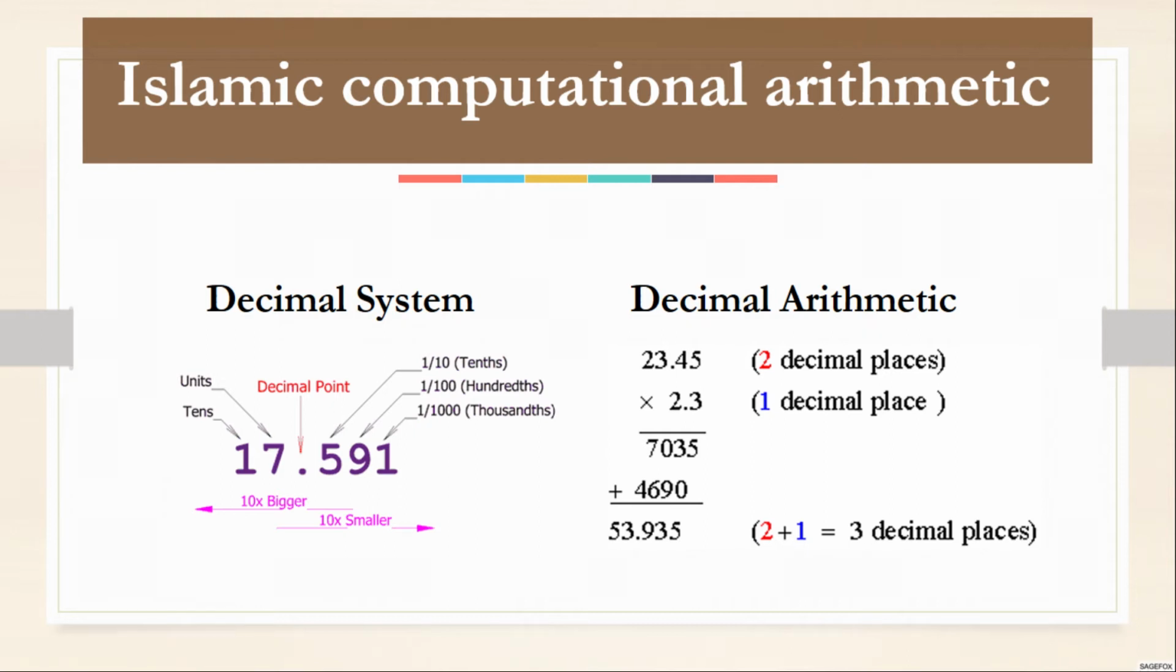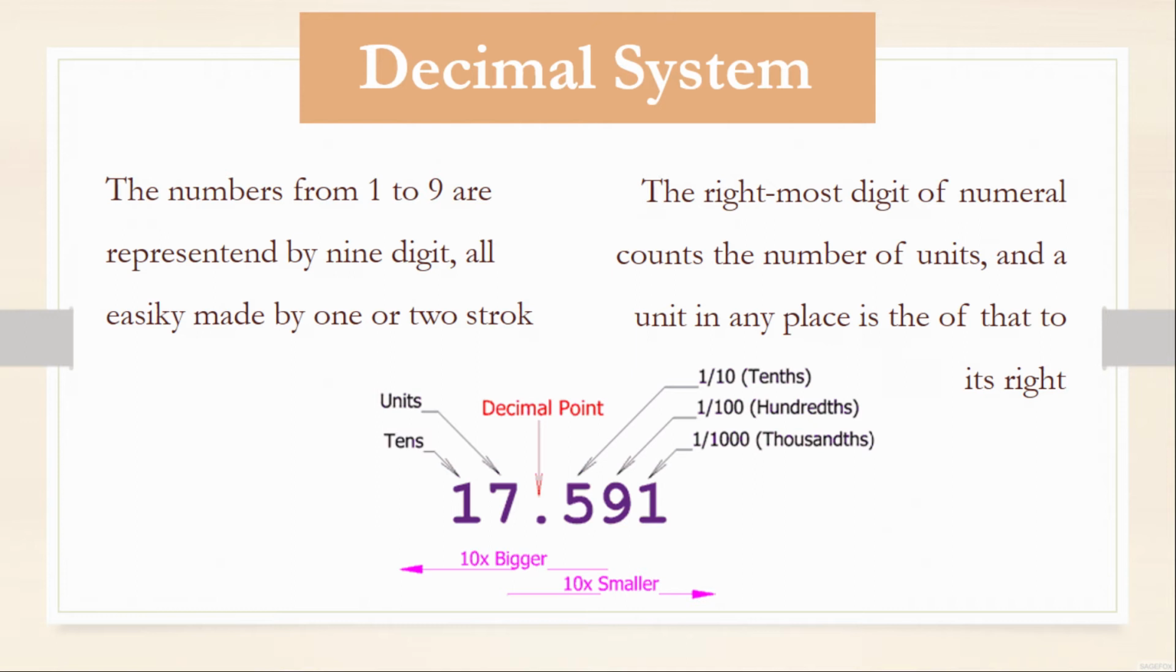the decimal system and arithmetic system. You can see on the screen the decimal system, just like that. In the arithmetic system, when you multiply a 2 decimal place number and a 1 decimal place number, it becomes 3 decimal places. Next, the numbers from 1 to 9 are represented by 9 digits, all easily made by 1 or 2 strokes.